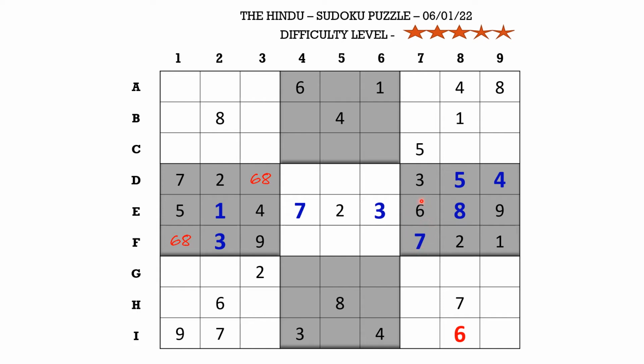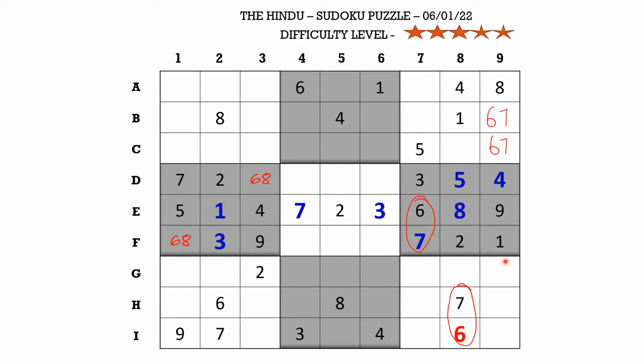There is a 6-7 pair here, which blocks these two cells. There is a 6-7 pair in 8th column, which blocks this cell. So in the 3rd block, these are the only 2 cells where 6 and 7 go.